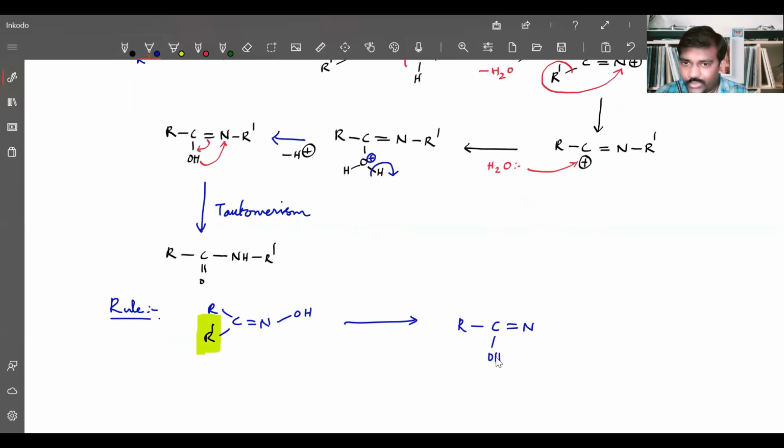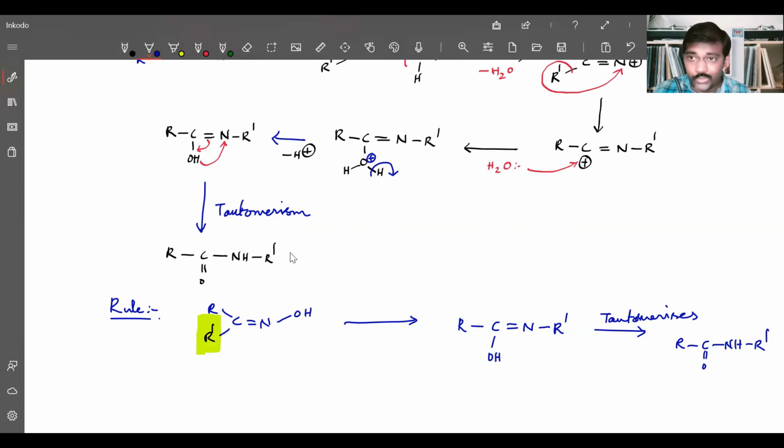So here OH will come and here R dash will come, and which undergoes tautomerism now, to give us the final product. So the final product is R C double bond O and here N H R dash. Okay. So the point I have to remember is the alkyl group which is in anti position to OH in oxime will be migrating towards the nitrogen. That is the point you have to remember here.